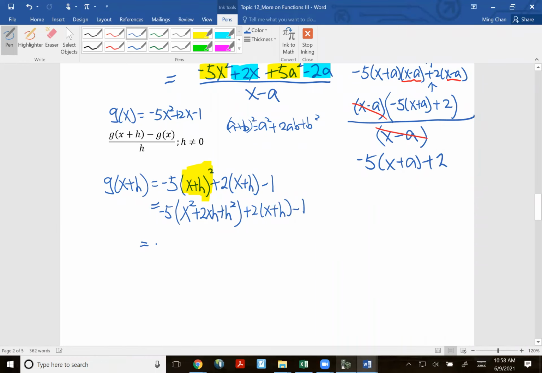So now once the negative 5 distributes, I get negative 5x squared minus 10xh minus 5h squared. All right, positive 2 times x plus h is the next term. Distribute, gives me positive 2x, positive 2h, still minus 1. And there's no like term here to combine. So g of x plus h is all that. So we write all that minus g of x. Okay, so g of x plus h, all that.